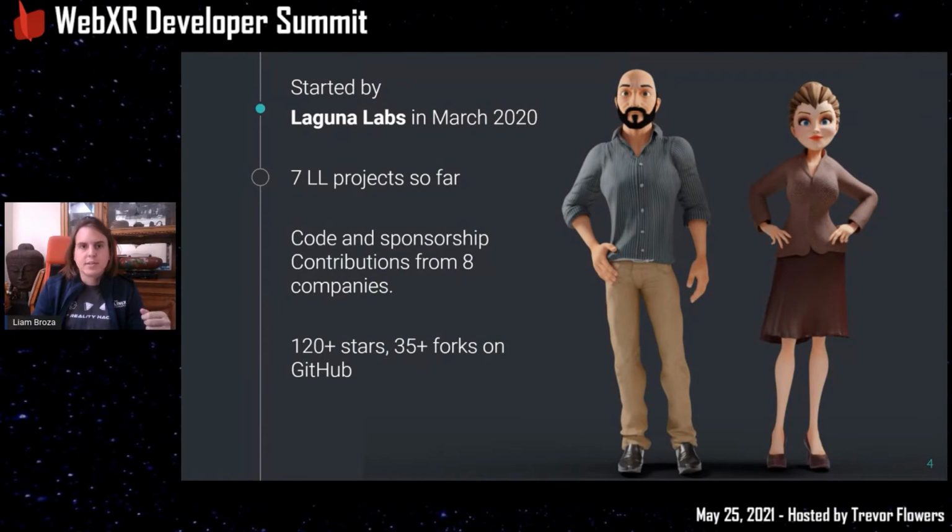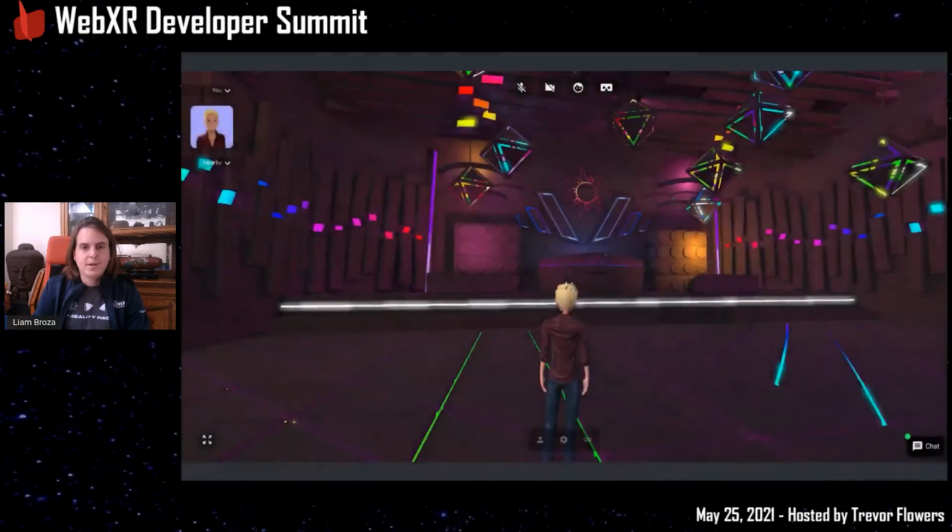So to tell you a bit about the collective, it was actually started by Laguna Labs, which is a project consulting company that myself and my friends run. We've had 7 Laguna Lab projects on the engine and some of the tools in the toolbox so far. A few of them have used almost all the tools. And we have code and sponsorship contributions from 8 other companies who've come in and collaborated, used our tools, built upon them, contributed back. And just to give you some stats on our main repository, we have over 120 stars, 35 forks on GitHub. Our GitHub repository is XR Foundation, so github.com/XR Foundation. I forgot to put it in here, but it's easy to remember, XR Foundation on GitHub.